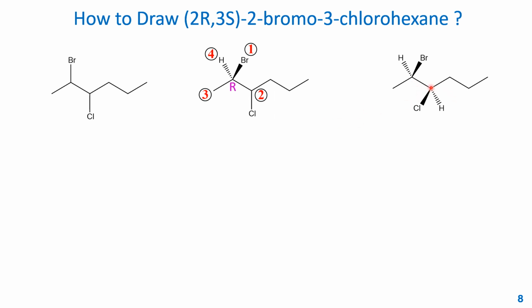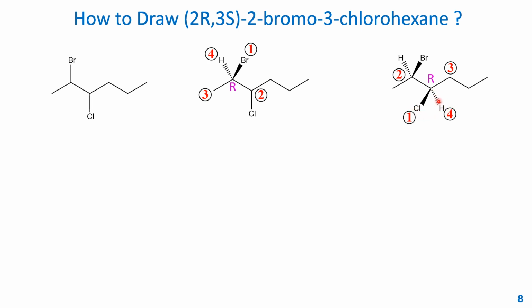Now look at the carbon 3. Again, we assume hydrogen is away from us. Then assign the priority 1, 2, 3, 4 based on the CIP rule. And then what is this notation? 1, 2, 3 is clockwise. It's R here. But your question says 3S, you need a 3S, not 3R. So you have to flip this chlorine with hydrogen.